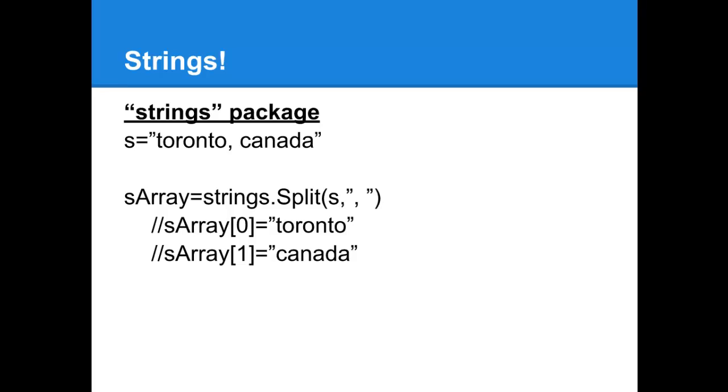You can use the split function to divide a string into several substrings based on a delimiter, as in this case the comma space is serving as a delimiter to separate Toronto, Canada into the two words Toronto and Canada.